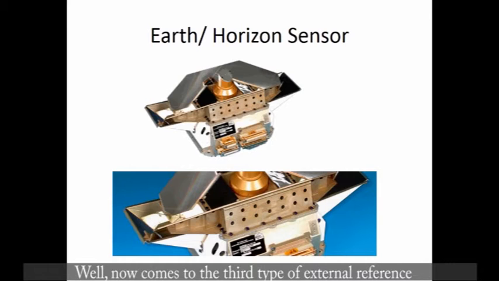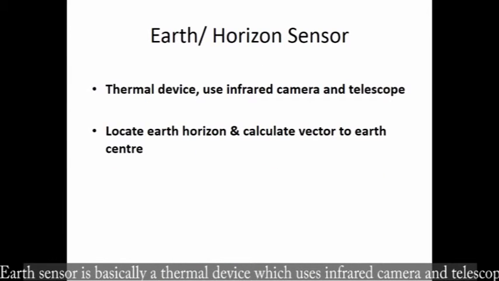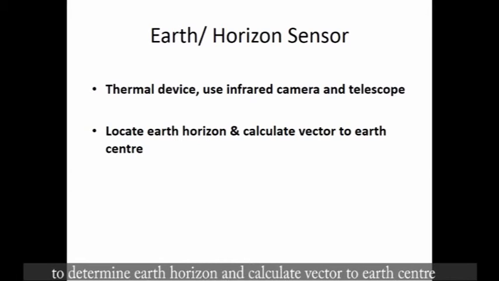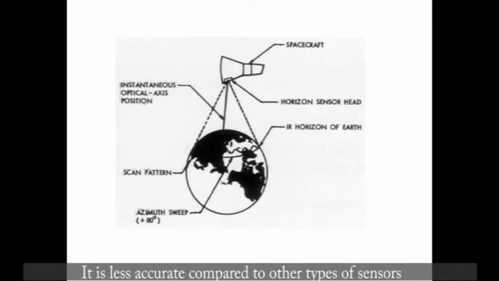Well, now come to the third type of external references: Earth or horizontal sensor. Here is a picture of it. An Earth sensor is basically a thermal device which uses an infrared camera and a telescope to determine Earth's horizontal and calculate the vector to Earth's center, as can be shown in this picture. It is less accurate compared to other types of sensors, but costs less and is very reliable.